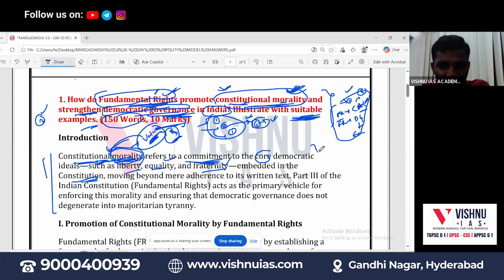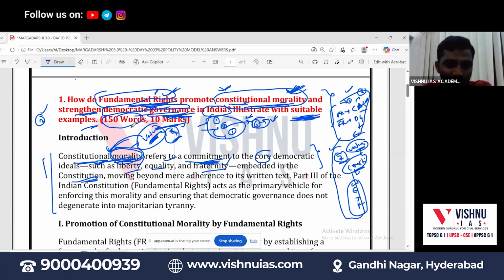Did you get the point? What is constitutional morality? An individual is holding values, and these values are from the constitution. And what are the values? Liberty, equality, justice, and fraternity. If somebody is holding these values which are constitutional in nature, we say that person has constitutional morality. So constitutional morality is the commitment to the core democratic ideals: liberty, equality, fraternity, embedded in the constitution. Excellent start. Within 2 lines, I was able to explain the definition.